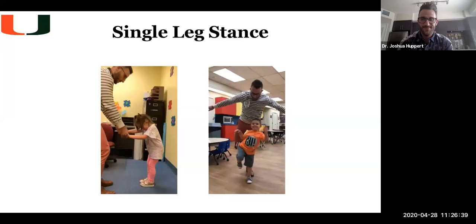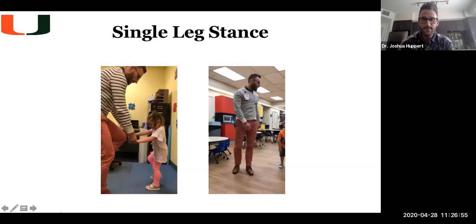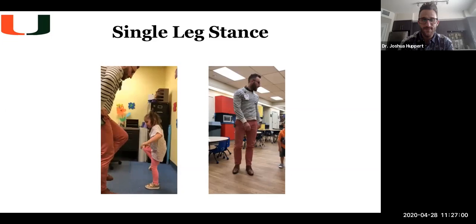So as you can see, he's a little bit more unstable, but he was able to do that pretty well for about 2 to 3 seconds there. And then Antoinette is very determined to do this well. And then ready, 1, 2, 3, lift. And let's hold it. 1, 2, 3, good. Let's try again, we'll do it one more time.